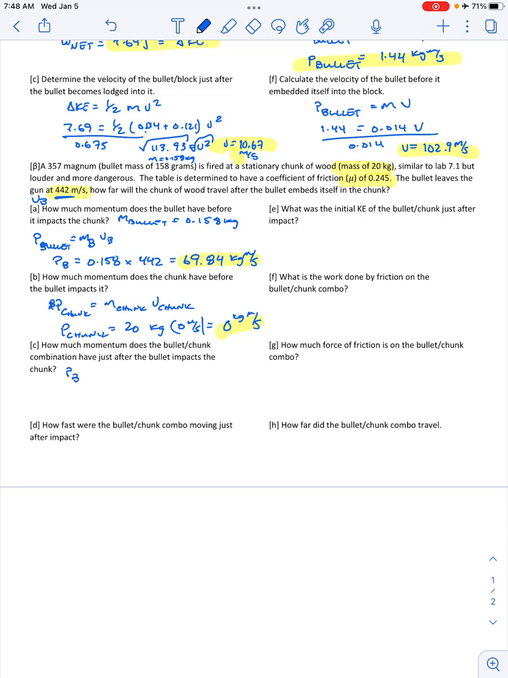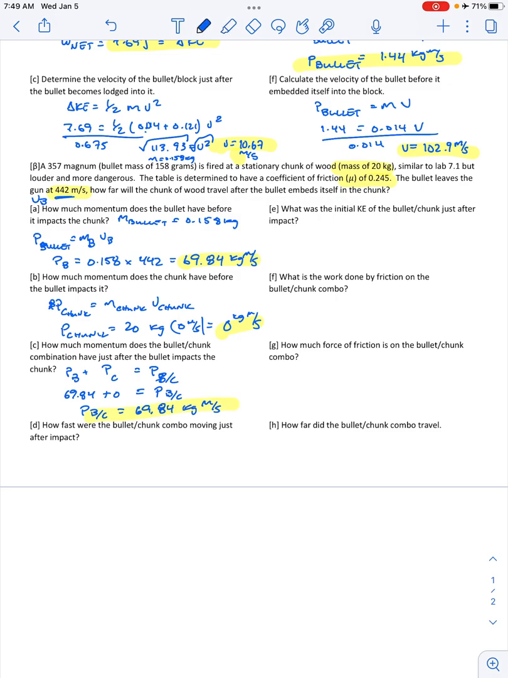So how much momentum does all of it have together? Well, that would be the P of the bullet plus the P of the chunk equals the P final of them together, basically the bullet chunk combo. So 69.84 plus 0 equals our momentum of our bullet chunk combo. So the momentum of our bullet chunk combo is going to be 69.84 kilograms meters per second.